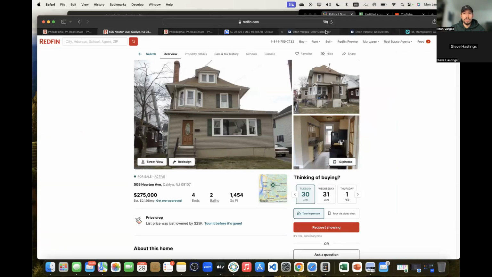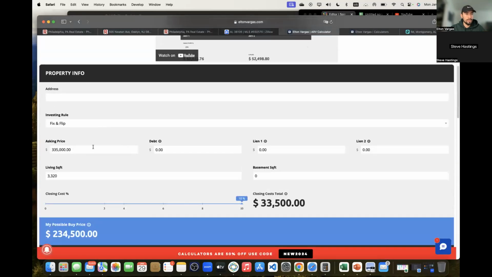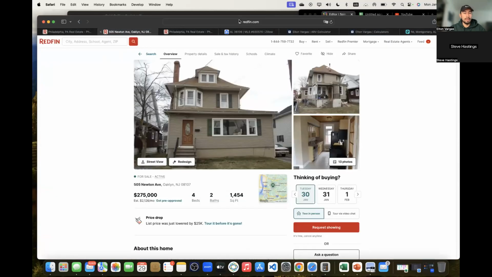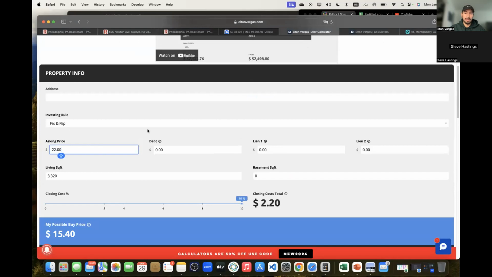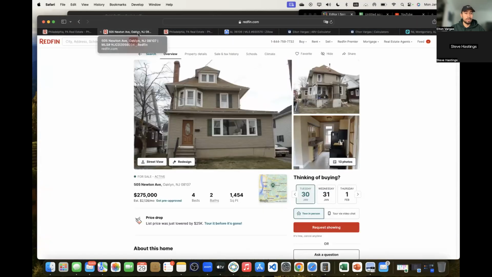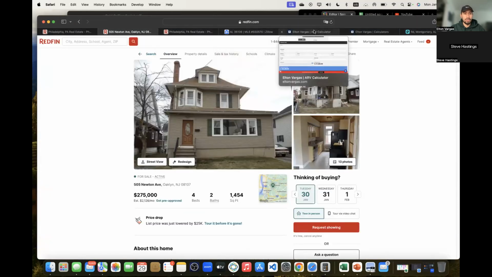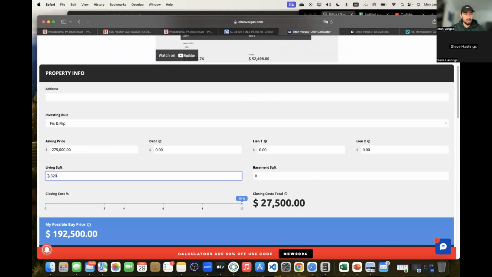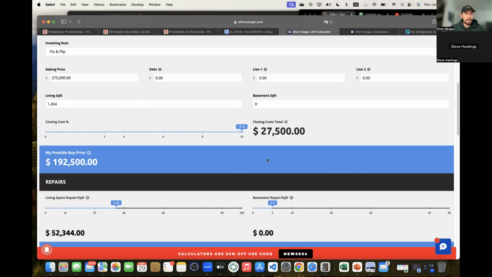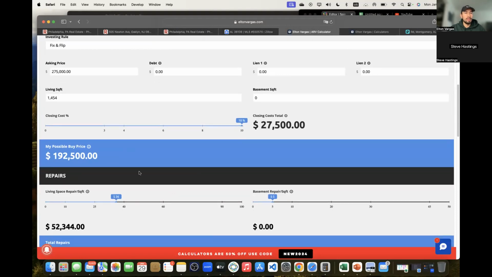But let me put all this information back into the calculator because again, I'm trying to go through a good property that we can analyze, and we came across a property that is not really good to analyze because there was nothing in the neighborhood. 275, 1454 square foot home, 1454. I'm paying the repairs. I'm doing a fix and flip on this deal.